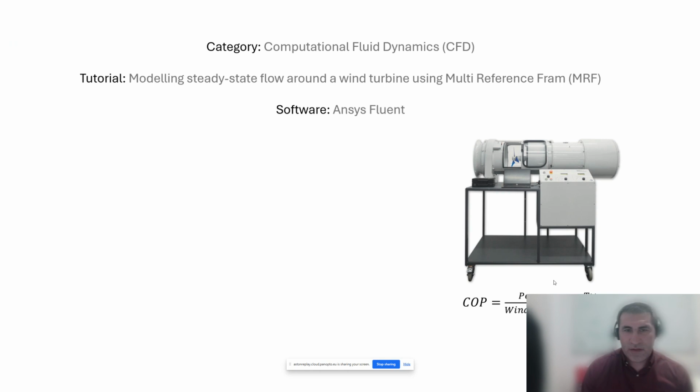Hello. In this tutorial, we are going to learn to model flow around a wind turbine. Here we have a lab scale wind turbine, and we are going to model that using CFD and Ansys Fluent. For a wind turbine, we have power generated from wind. When the wind is passing through this wind tunnel, it's going to generate some power inside the rotor.